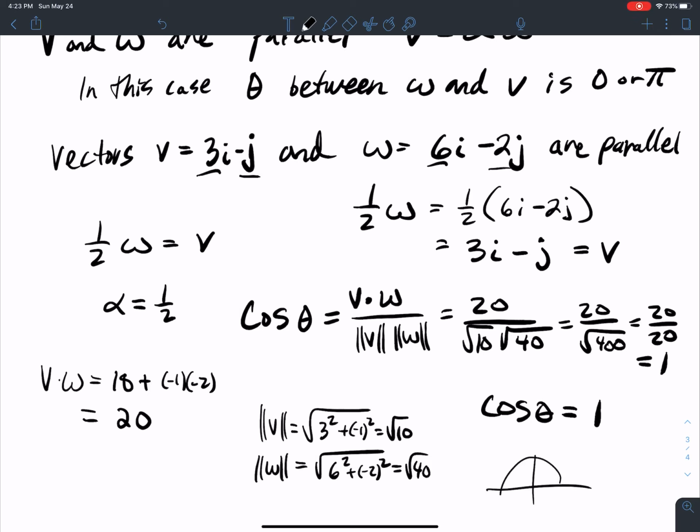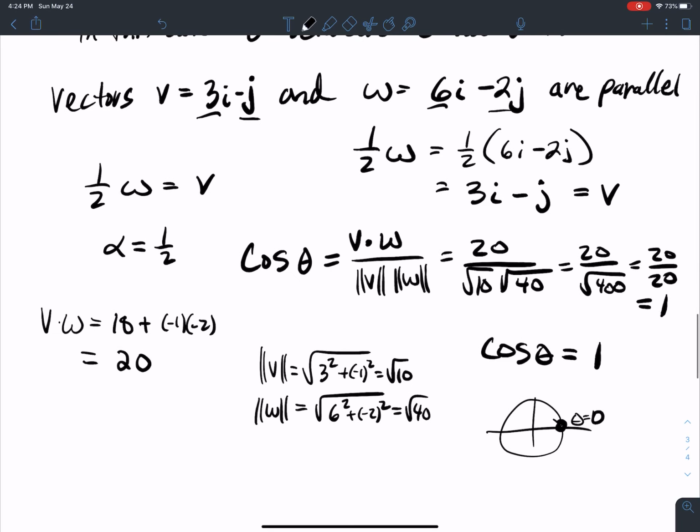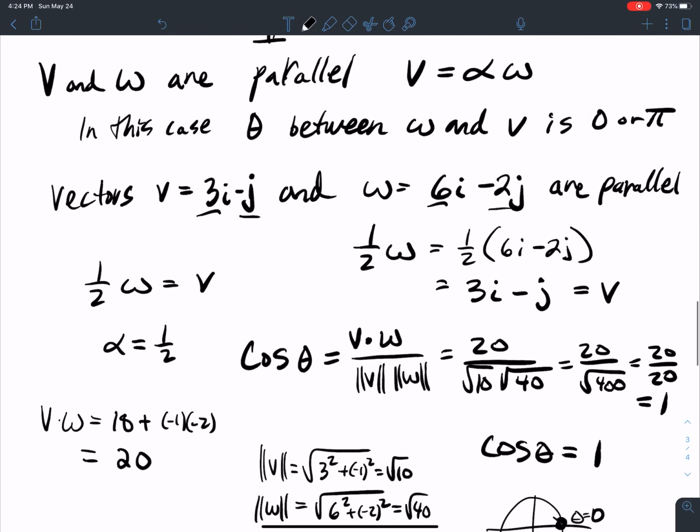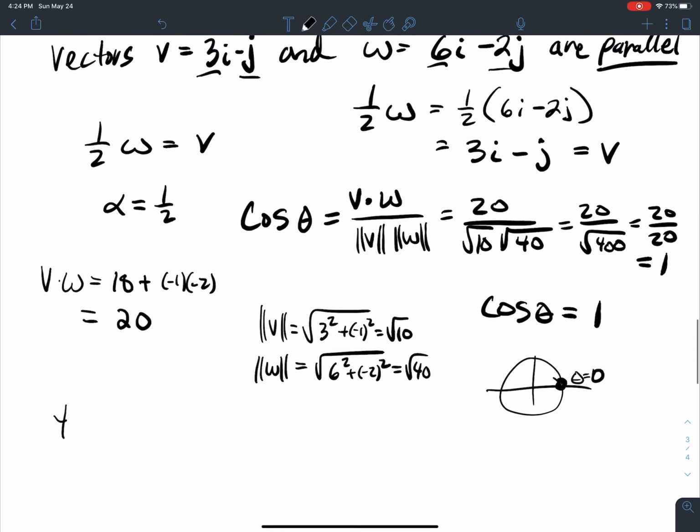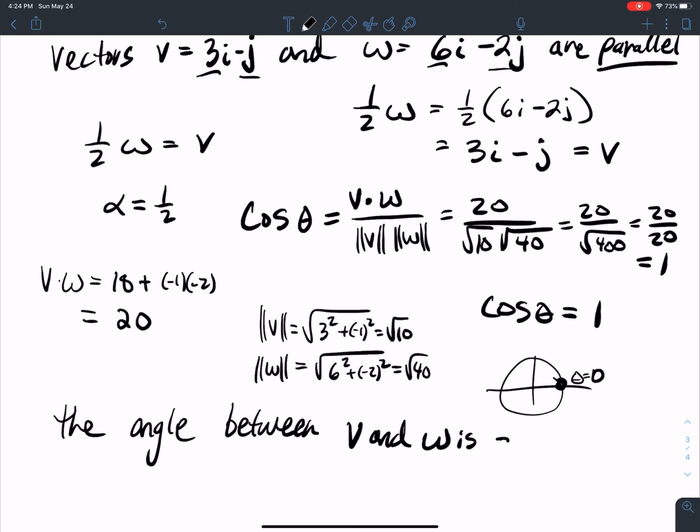The only way I can get cosine of theta equal to 1 is theta equals 0, okay? And if theta equals 0 or pi, then we know that means that they are parallel, okay? So that's just one more way. So the angle between v and w is 0, therefore parallel. So that's another way to prove that it's parallel using that formula.